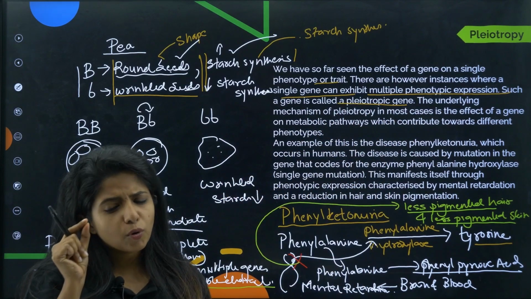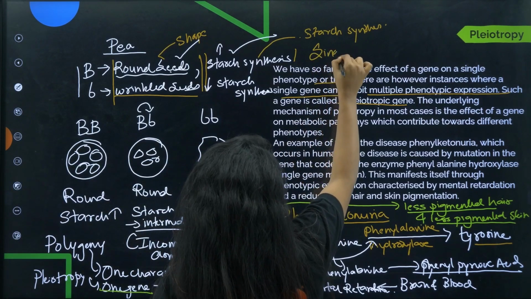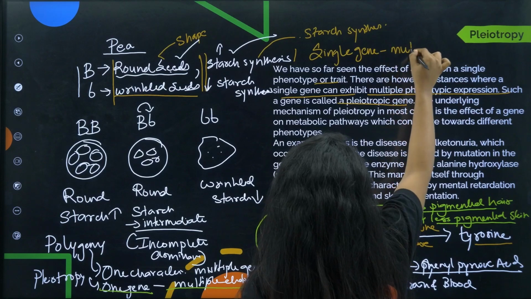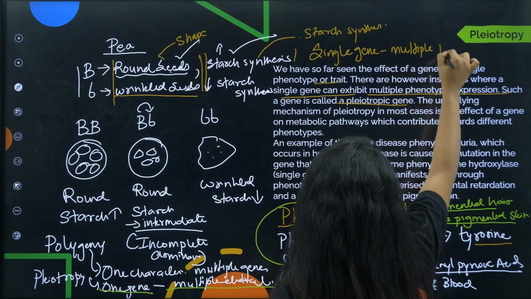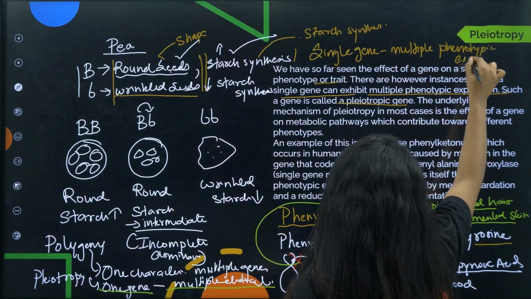Please take care of the small details. So there is a single gene which is responsible for multiple phenotypic, as in something that you can see, phenotypic expressions.